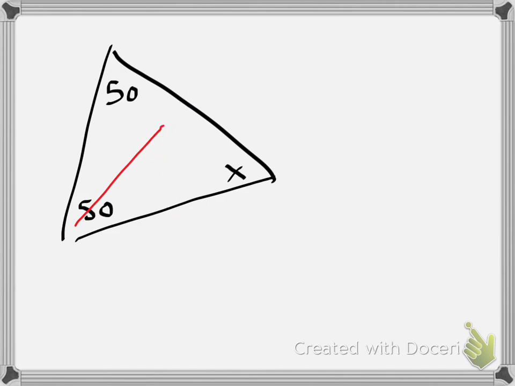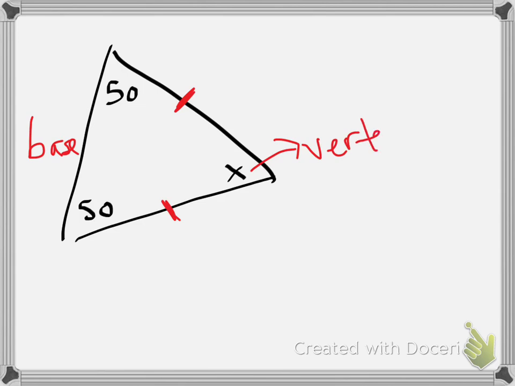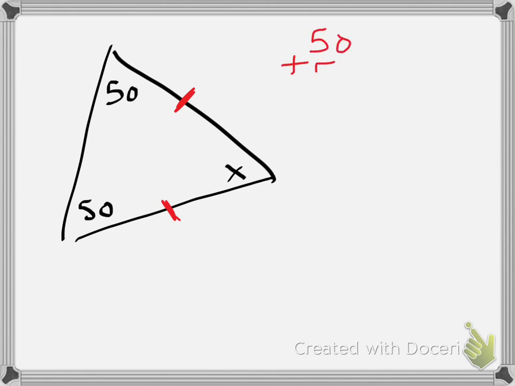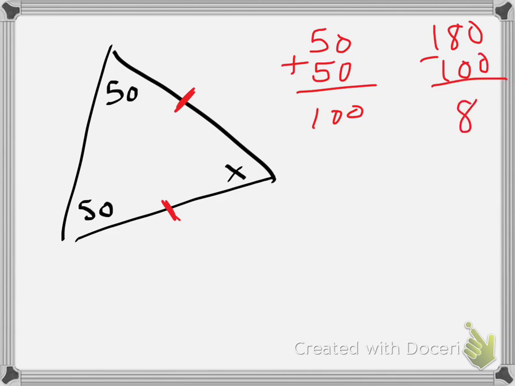So let me get rid of those arrows. So this side is actually equal to this side. Those are my legs. This side over here is the base. So we're trying to find the vertex angle, just to practice vocabulary. Well, we know that the angles of a triangle add up to 180. So we can add the two up that we know. Those two are 100. So if we subtract 100 from 180, we can figure out what's left for x. So x would be 80.